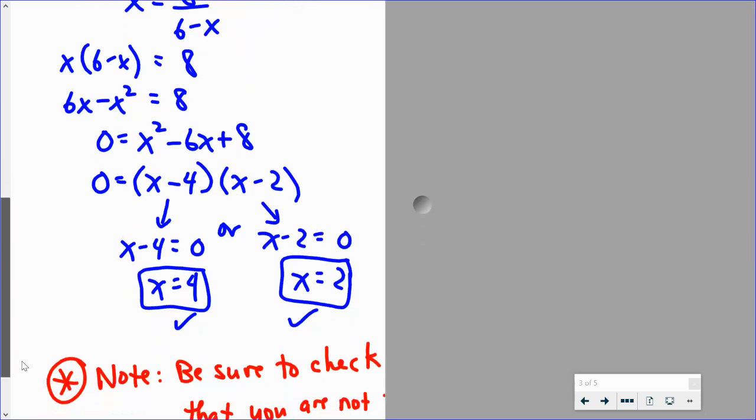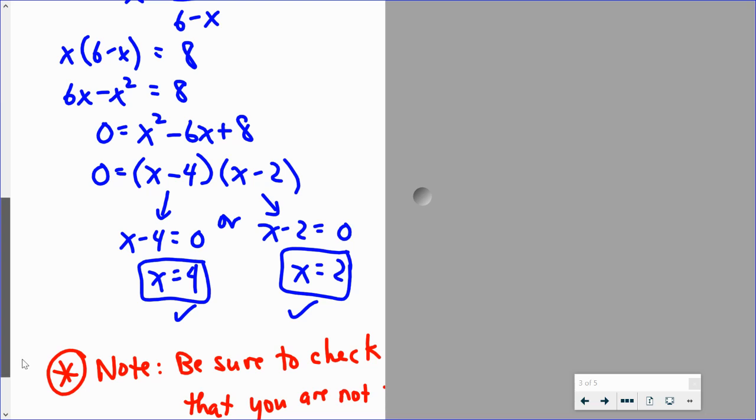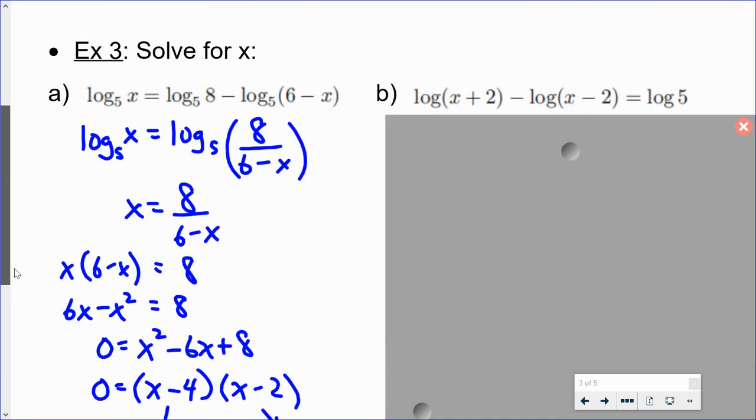And I should always check those answers and make sure that they are legitimate. So if I put 4 into this expression, all of these logs would be possible. And if I put 2 in for x in this expression, all of these logs would be possible. I wouldn't be trying to take the log of a negative number because I can't do that.